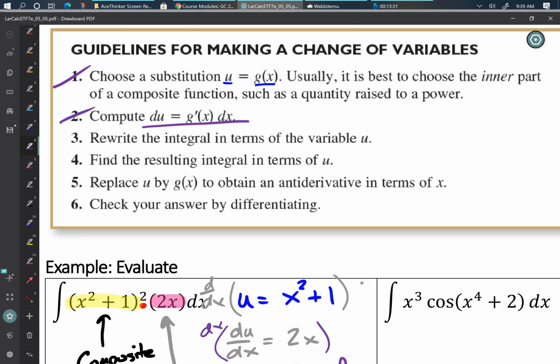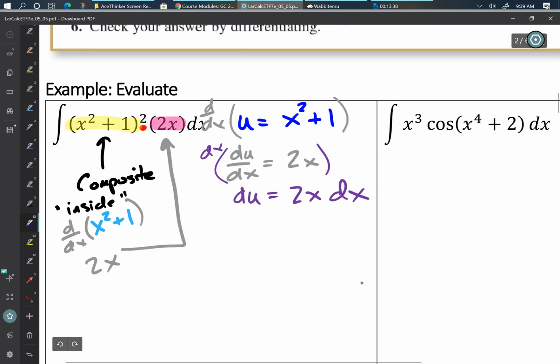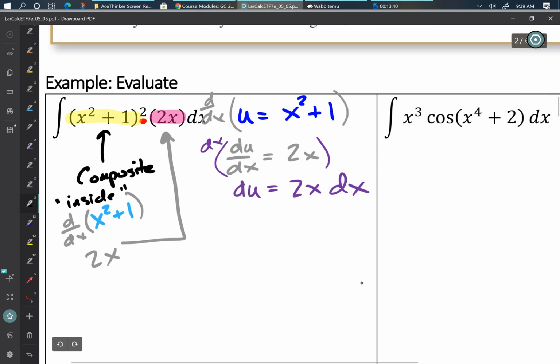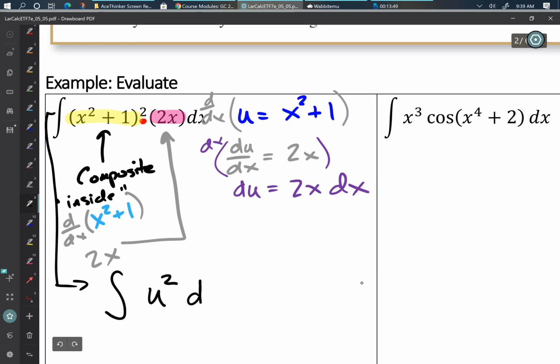Now I'm going to do step 3. Now, I don't really care for how the book wrote step 3. I would have preferred to write this and say, do the substitutions. So now I'm going to do the substitutions. And so this integral here is now going to become the indefinite integral of u squared du.